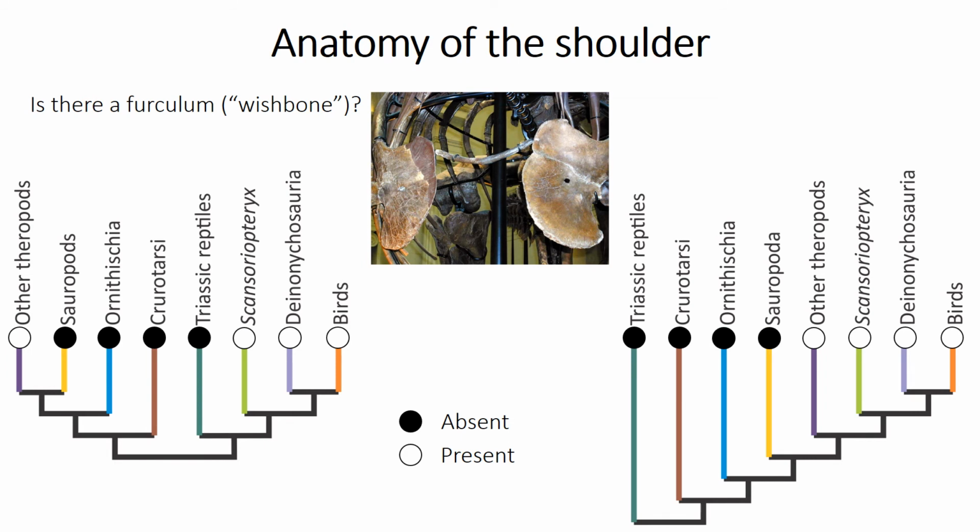How about the presence of a wishbone, which is technically called a furcula? There's a furcula in other theropods, in Scansoriopteryx, in Archosauria, and in birds. If you've ever eaten turkey, you maybe have seen the wishbone, but not in other groups. So again, see if you can mark on each phylogeny where this character perhaps would have evolved. Like before, the phylogeny on the left appears to require 2 separate developments of the wishbone, where it could be explained by a single origin in the phylogeny on the right.